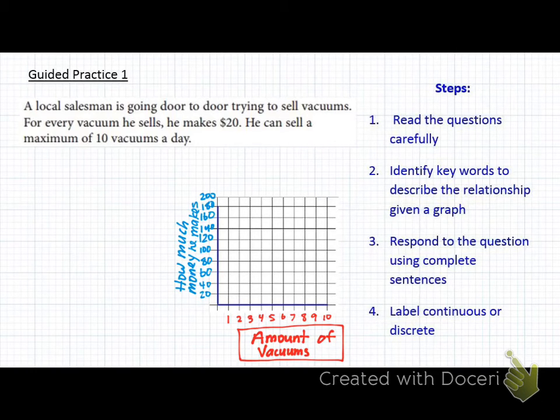Yeah. Awesome. So now I want you to work with your group. I want you to graph what happens when he sells one vacuum, 2 vacuums. How much money will he have? 3, all the way up to 10, right? Because the max he could sell a day is 10.